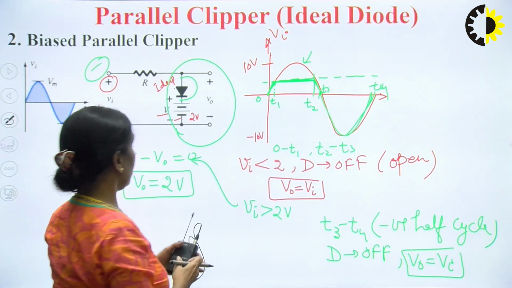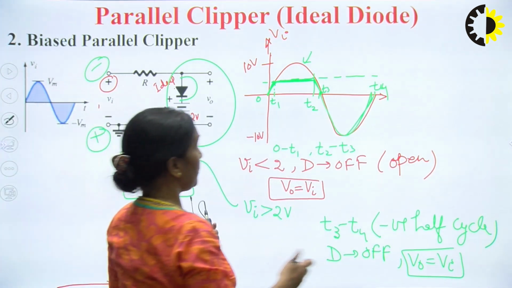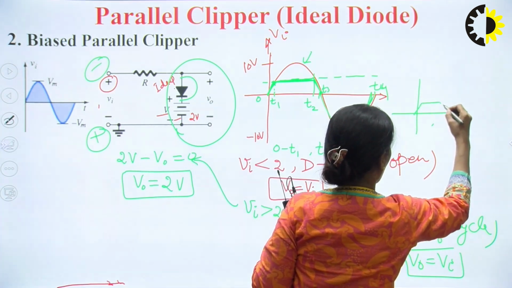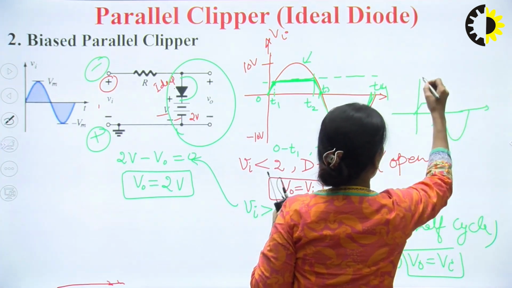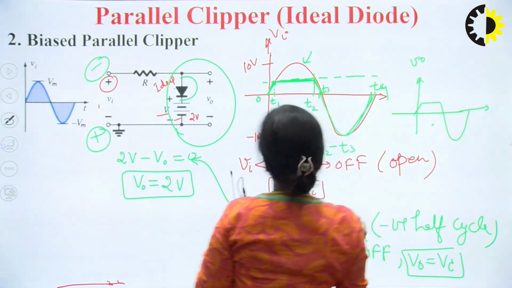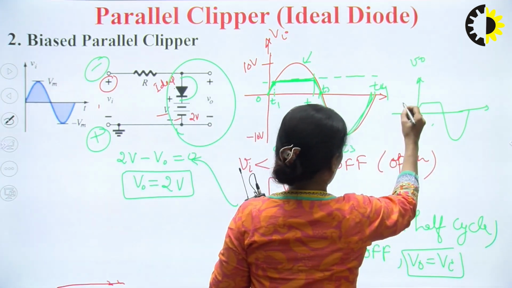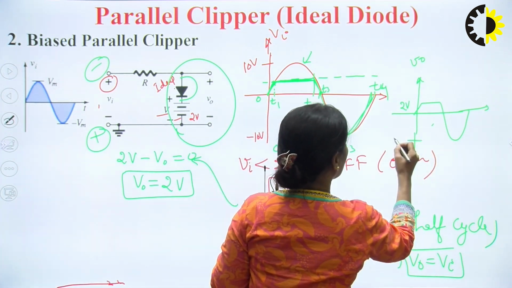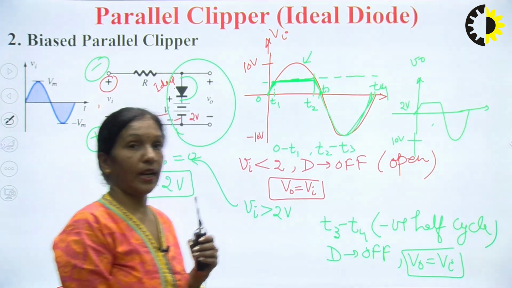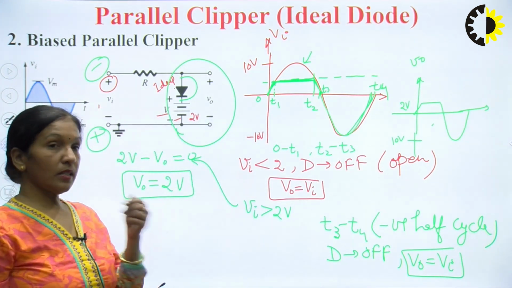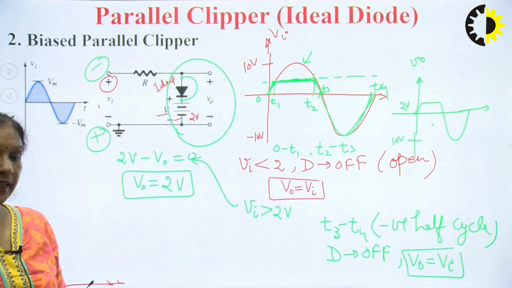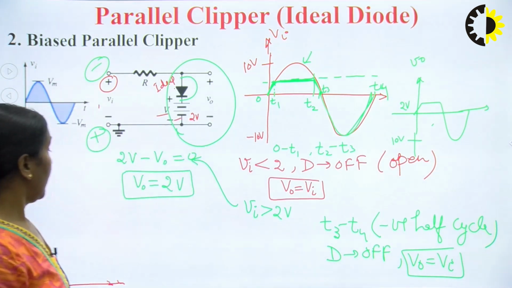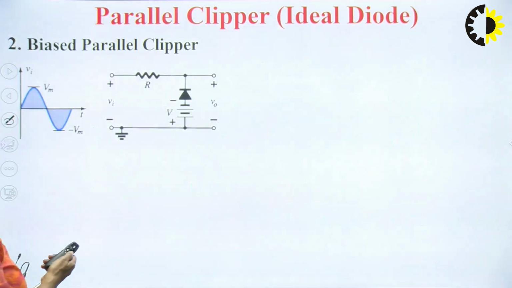So I can say the output waveform of this circuit will be like this, and this value will be equal to 2 volts, and this is 10 volts. So this is how we can solve any parallel clipper circuit. Let us take one more problem.